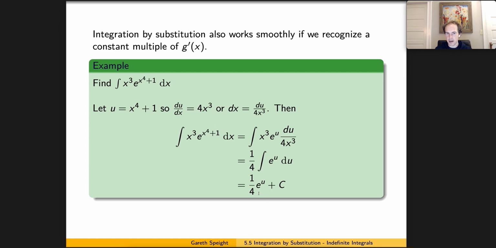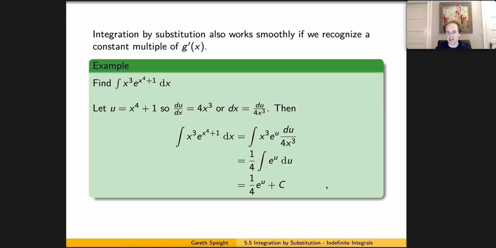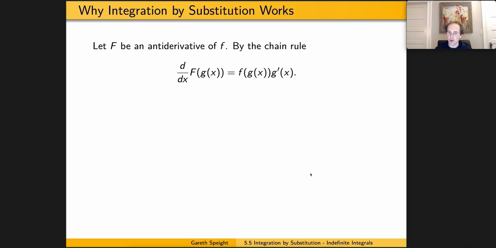So we would get a quarter e to the power of x to the 4 plus 1 plus c. Sorry, I forgot to replace u by x then. So make sure you replace u by x: a quarter e to the power of x to the 4 plus 1 plus c. Okay, so why does this work? Let's talk briefly about why it works before we do some more tricky examples.